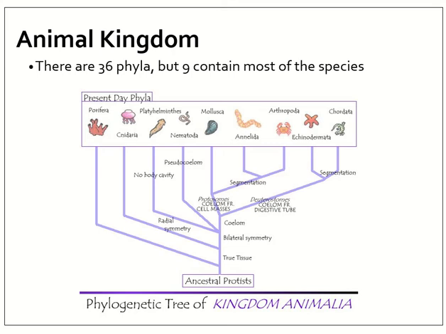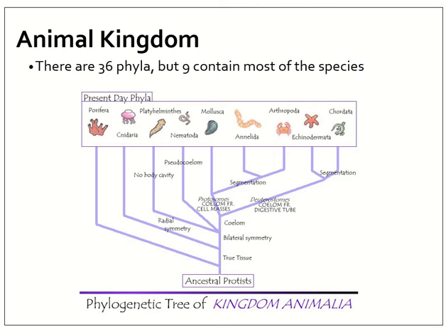Class, this is our last note for the diversity unit. And so now we're going to look at the animal kingdom. The animal kingdom is composed of roughly 36 phyla with a hugely diverse range of species. We are going to look at the 9 phyla that contain most of the species found in the animal kingdom. So we're going to look a little bit at each of the different phyla.